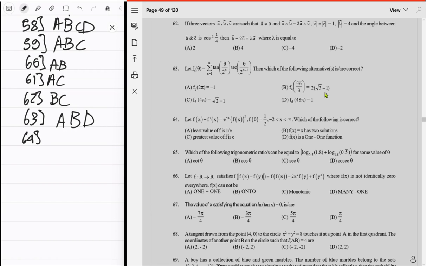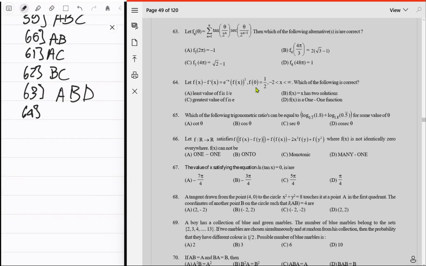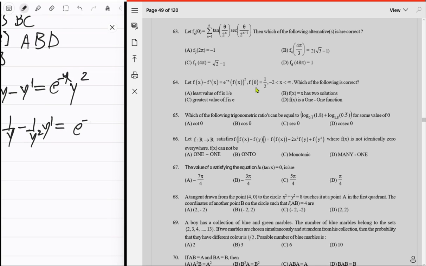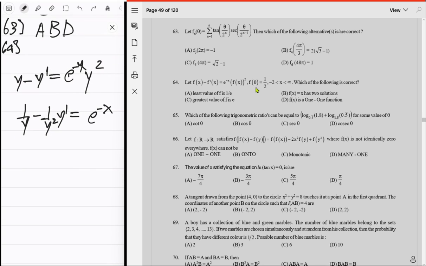Let f be equal to this. f minus f dash of x. So y minus y dash is equal to e power negative x times y squared, right? Got it. Do one thing, multiply by e power negative x, wait, no, here you can't just do that, that's not going to work. Divided by y squared, it is 1 upon y minus 1 upon y square y dash is equal to e power negative x, right? Guess what, the derivative of what? Not yet. You have to multiply by e power x, of course.